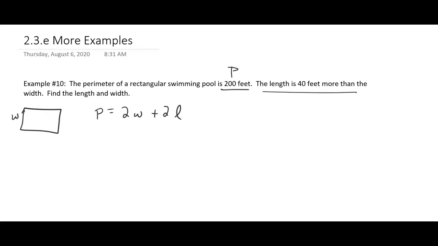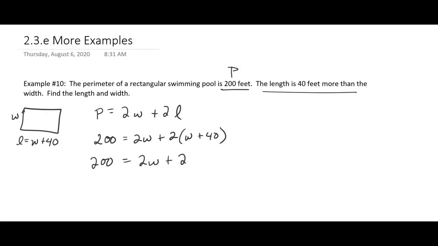The length is 40 feet more than the width. So if the width is W, the length is 40 more. So we want to use that W plus 40 for the length. So we put it in the formula. Perimeter is 200, twice the width, twice the length, which we're going to represent as W plus 40. That's going to be what L is. So 200 equals 2W plus 2W plus 80.